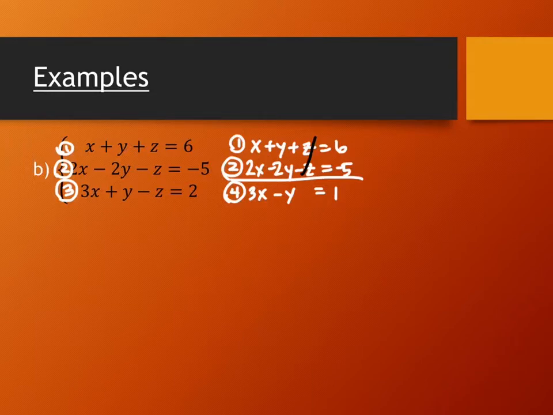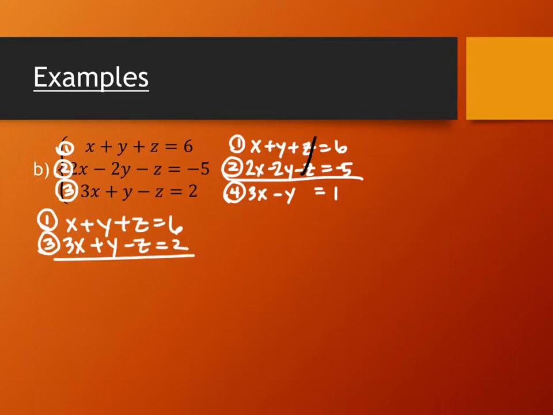Okay, I need to take two equations now. They can't be 1 and 2. I already did that, so what would you like to take? 1 and 3. So 1 is x plus y plus z equals 6, and 3 is 3x plus y minus z equals 2. Okay, z's cancel. They add to 0. What am I left with? 4x plus 2y equals 8. Now, we could use this equation as is, but do you notice they're all even?